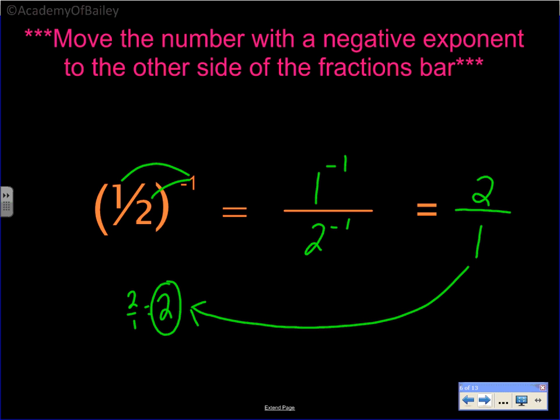So sometimes it's easier to remember that a negative exponent is the reciprocal, and sometimes it's easier to remember that if you have a negative exponent, you move it to the other side of the fraction bar. Those are things that you're going to have to just work with and practice with, and see if you can come up with the best way to get that done.